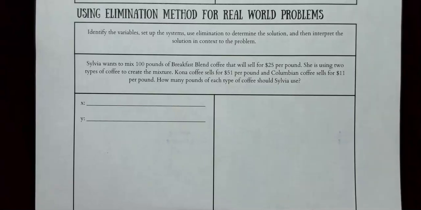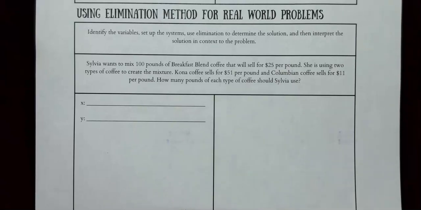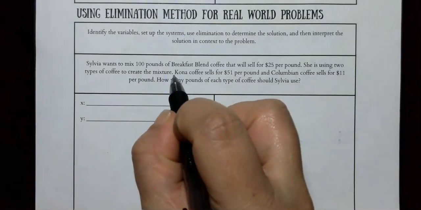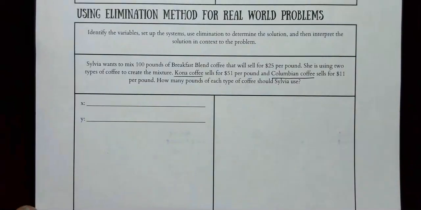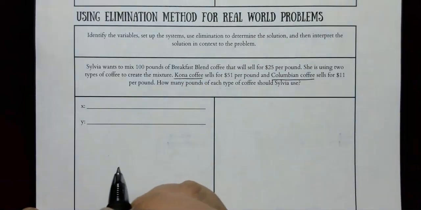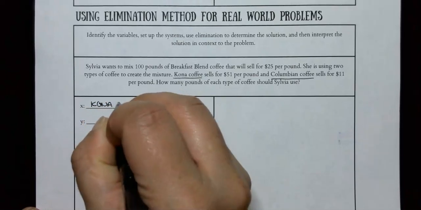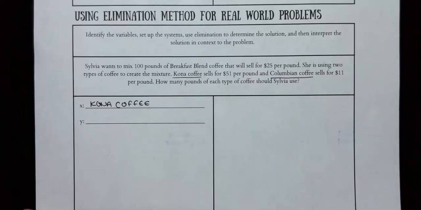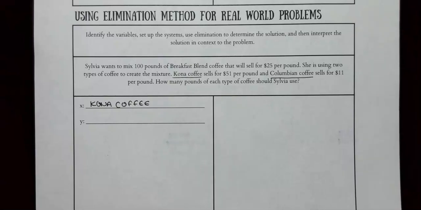First things first, we're talking about two different things. We need to go ahead and identify our x and our y. Since they're not telling us what we're going to use, we're going to determine what x and y is. Now, when you read this question, you're going to realize we're talking about two different kinds of coffee. So those are going to be our x and our y. So if it's okay with you, let's call Kona coffee our x. And this is Kona coffee.